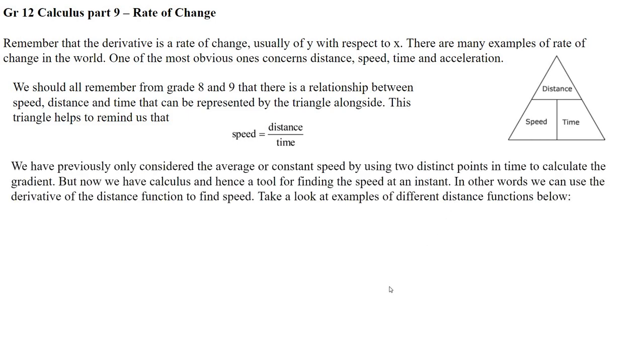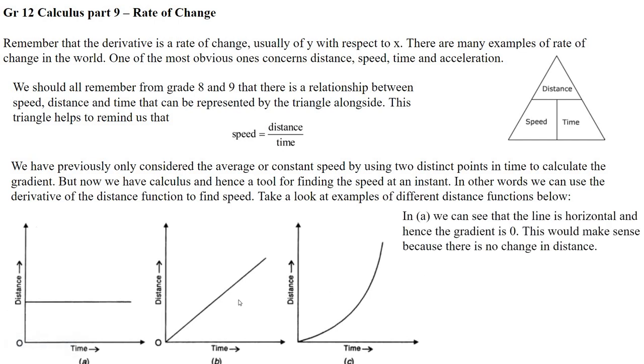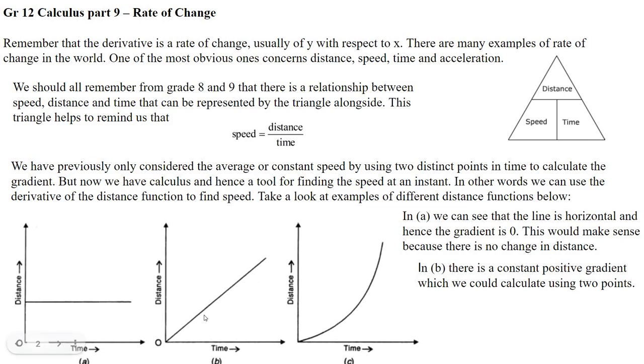Okay, and now there are different types of distance versus time relationships. Here, we can see it's a horizontal line. The gradient is 0, so the speed or velocity would be 0 because there's no change in the position with time. But if there is a change in distance over time, and it goes up in a constant way, then this would be a constant velocity or speed.